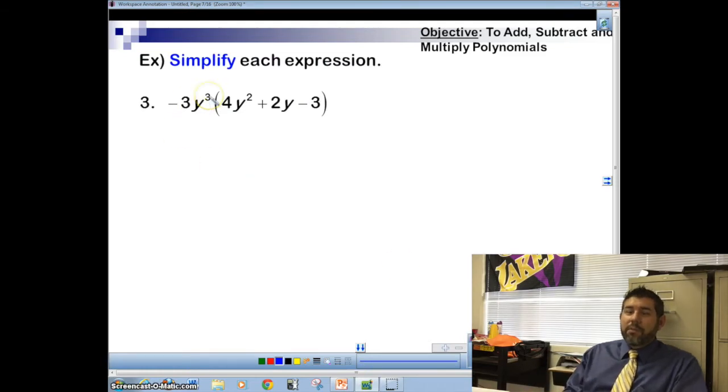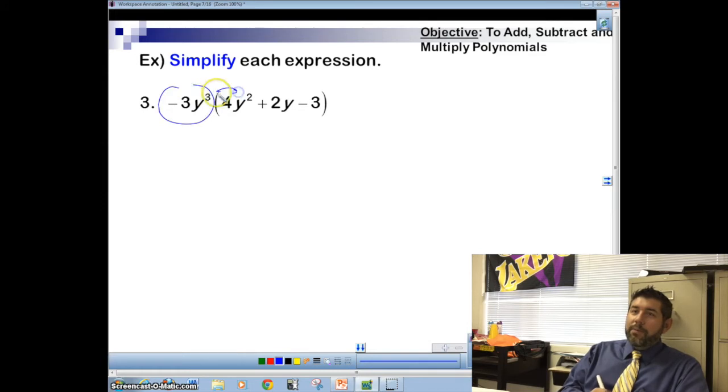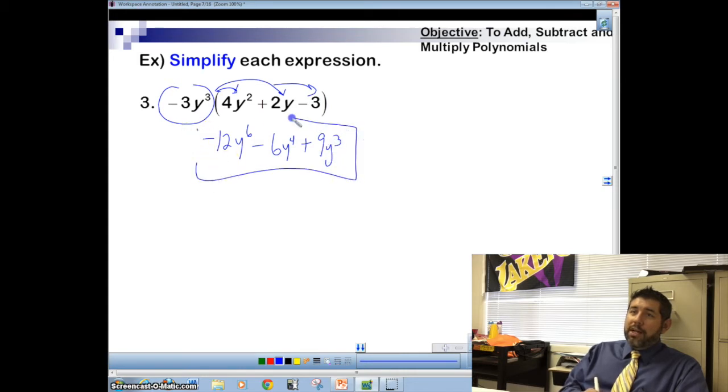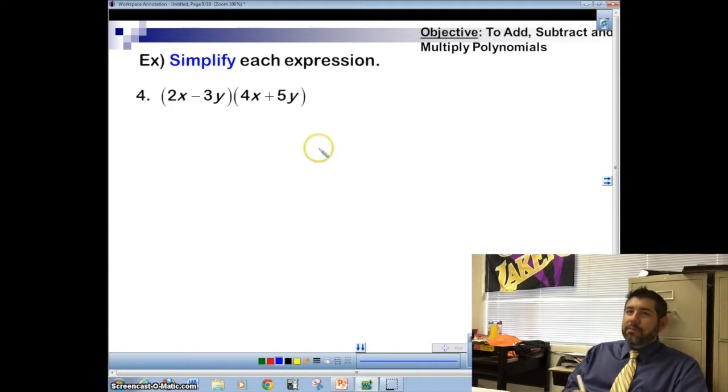Here's one that's a multiplication. So this one, we got one term, multiply, and we need to use the distributive property. So we're going to distribute that guy among all these things here. Negative 3y times 4y squared is negative 12y to the 6th, because we add the exponents. Negative 6y to the 4th plus 9y cubed. Boom. Done. Multiplying. Awesome.